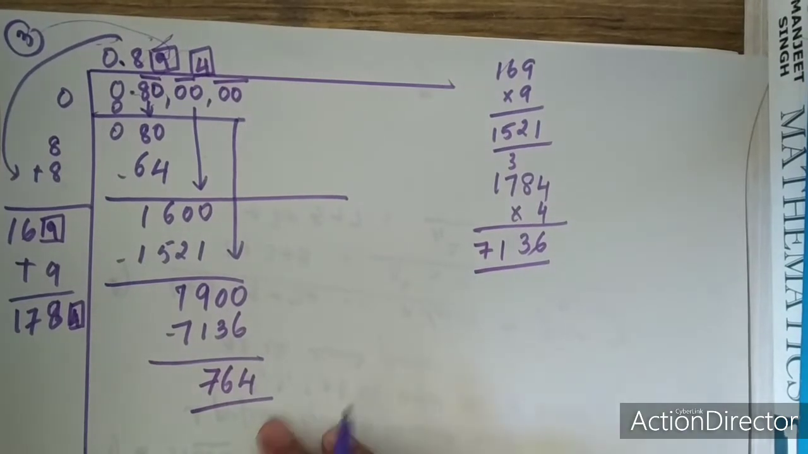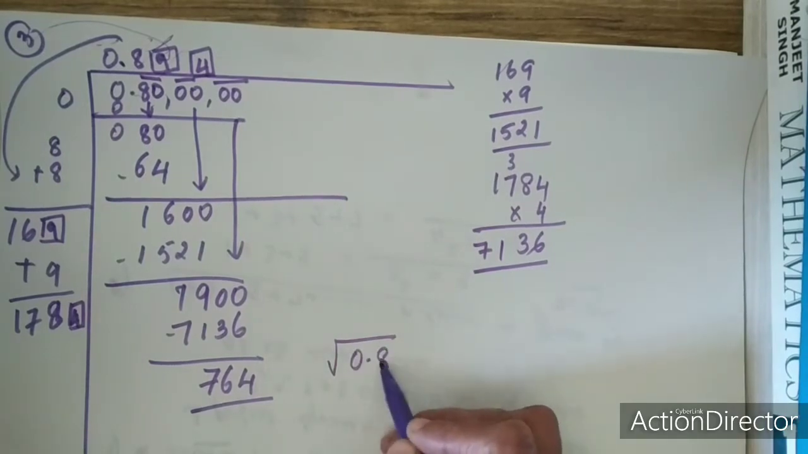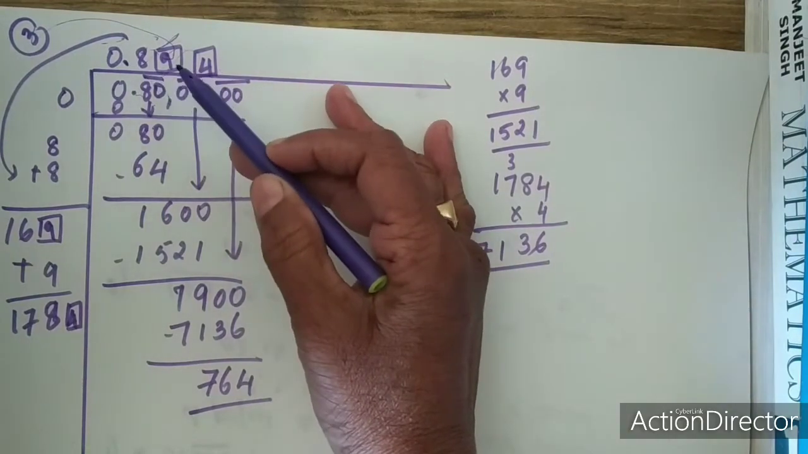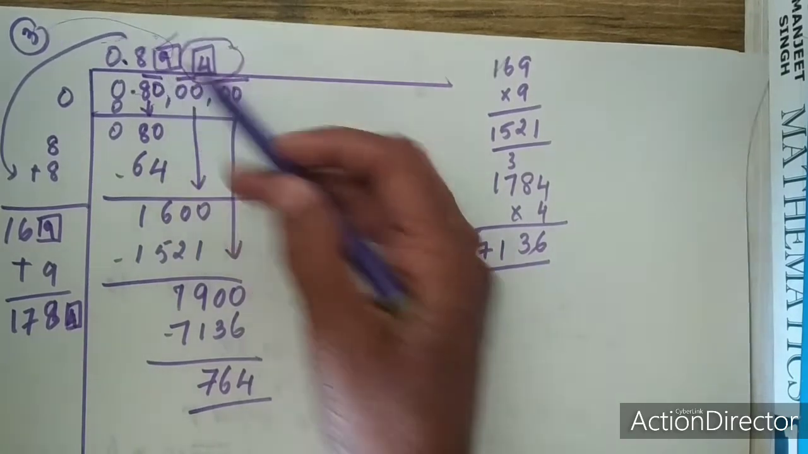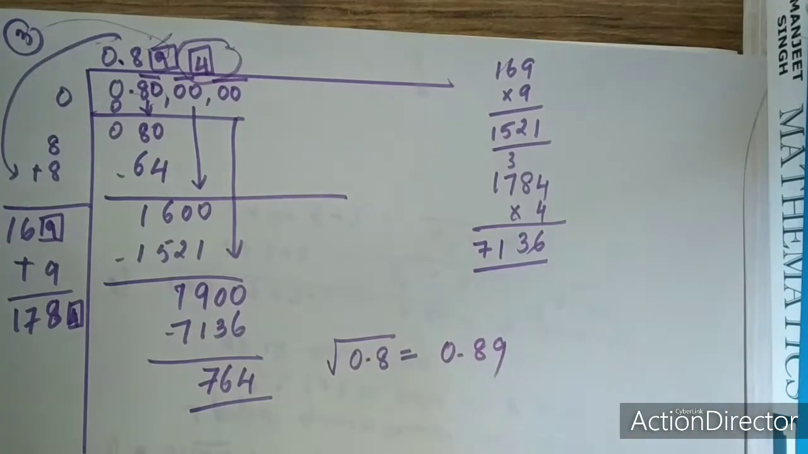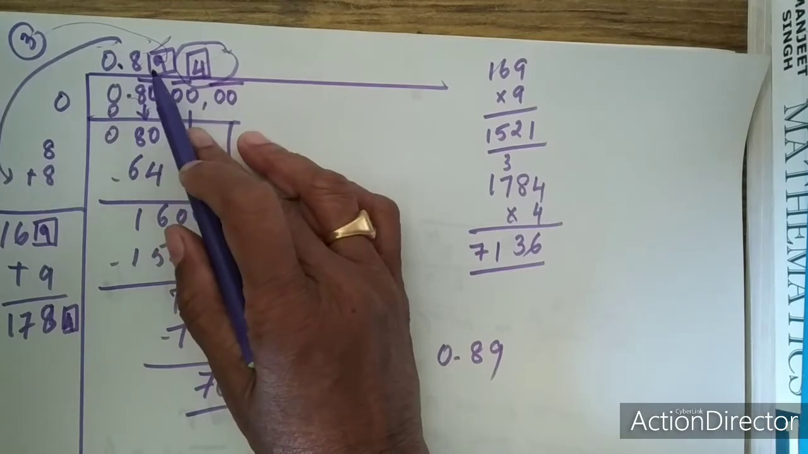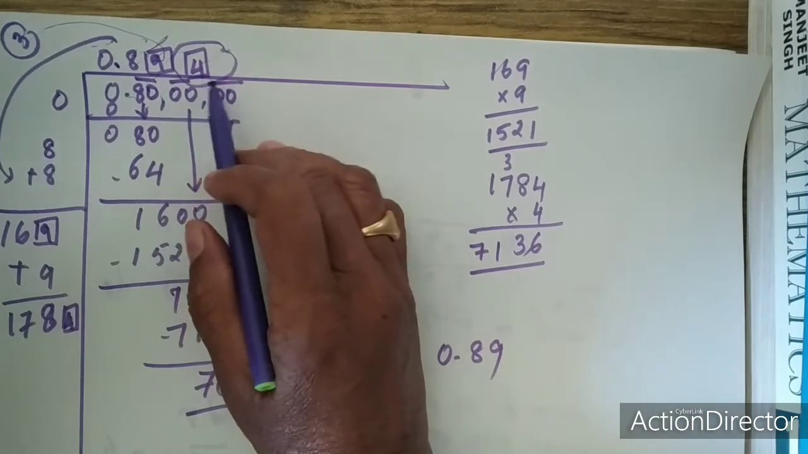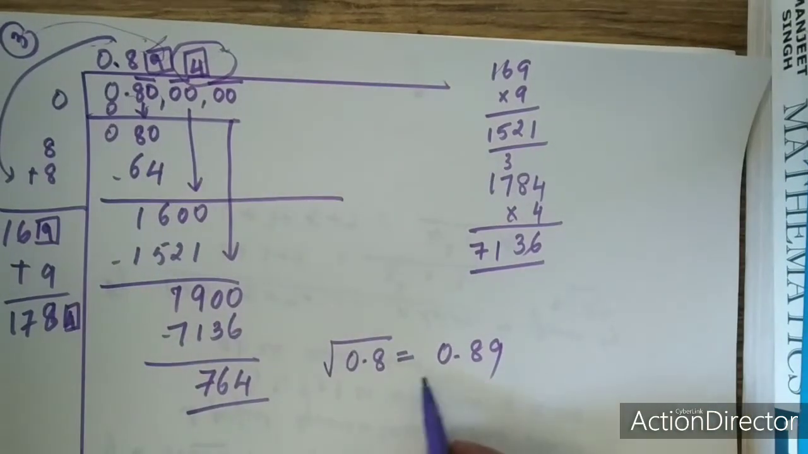Now I am going to stop it over here because I need only two decimal places. Now you can write square root of 0.8 is equal to 0.894, but I need only two decimal places. Now you observe the third decimal place, it is less than 5. So I am going to write only 0.89. If the third decimal place is 5 or more than 5, then you will add 1 to the second decimal place. So we are finding the third decimal place to round off the given quotient. So square root of 0.8 is equal to 0.89.